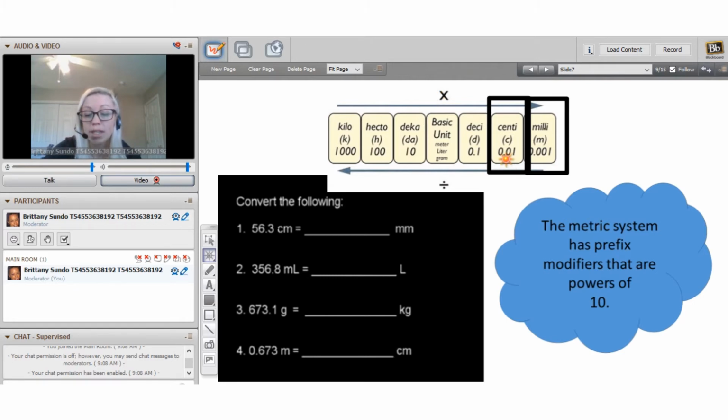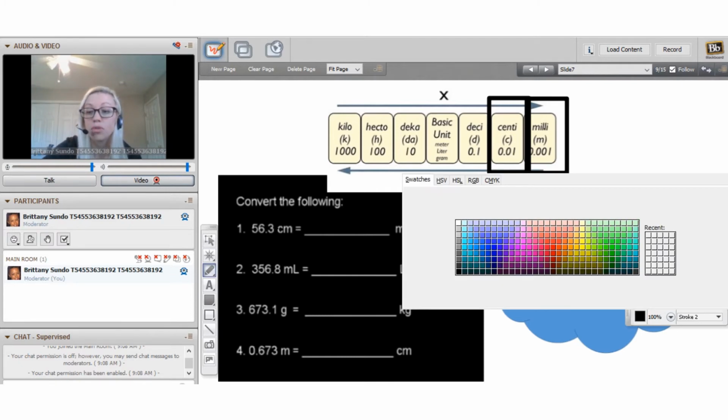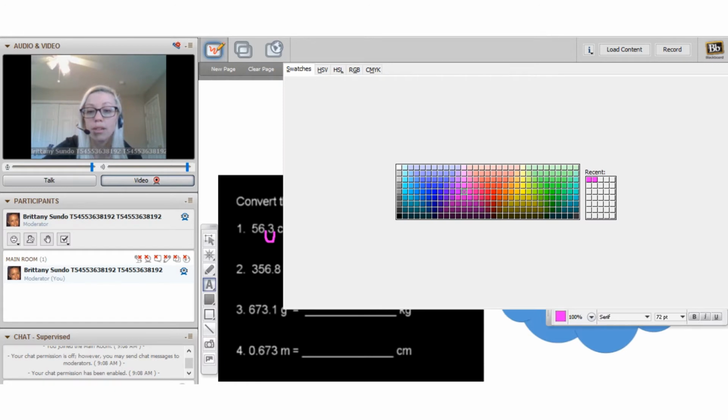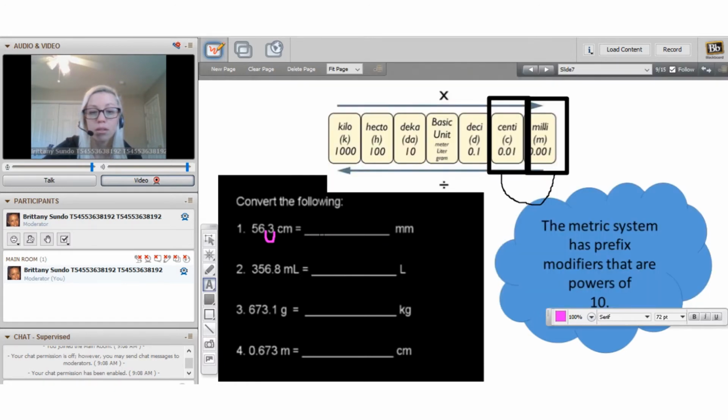We go from the centimeter to the millimeter by moving one space to the right. So I'm going to take a jump one space to the right. I'm also going to do the same thing with my decimal. Okay, so here's my decimal. I'm going to move it 1 space to the right. And now I can get ready to write my new measurement, which is 563 millimeters. 563 millimeters is the correct answer for number 1.